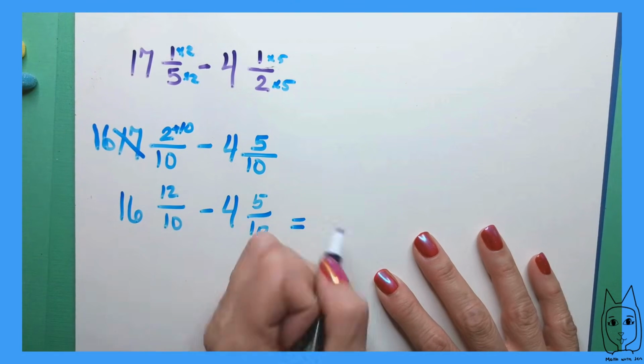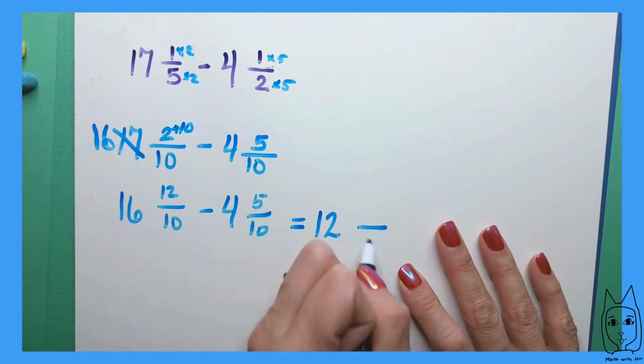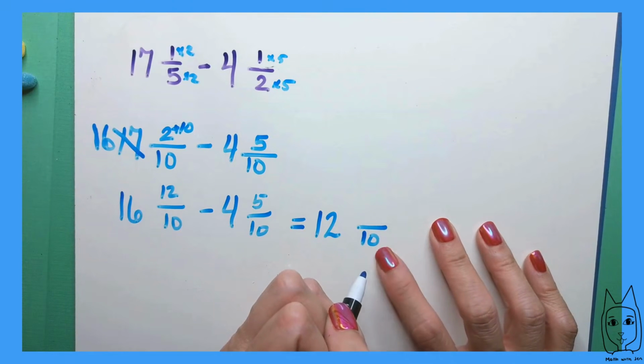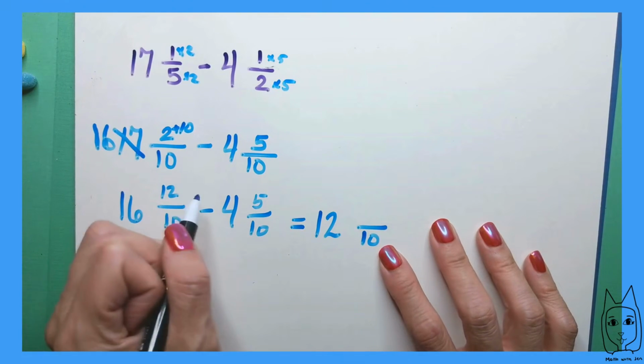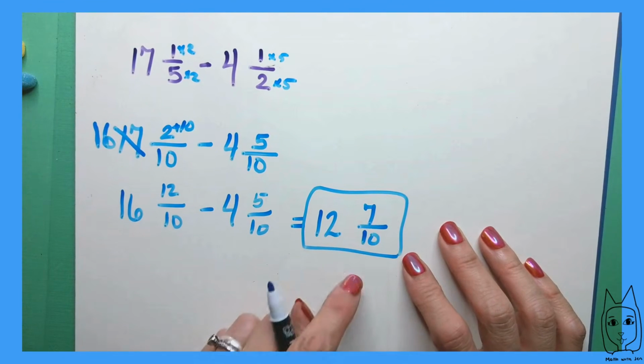So I'm going to subtract the wholes now that I have everything I need. The denominator stays at 10 because in this situation, 10 equal parts make a whole. And then I'm going to subtract 12 minus 5. My answer is 12 7/10.